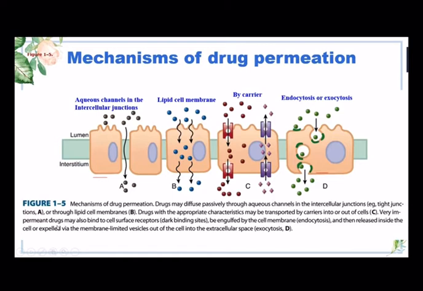Very impermeable drugs may also bind to a cell surface receptor and be engulfed by the cell membrane. We call it endocytosis, and the drug is then released inside the cell, or expelled by the membrane's vesicles out of the cell into the extracellular space. We call it exocytosis.